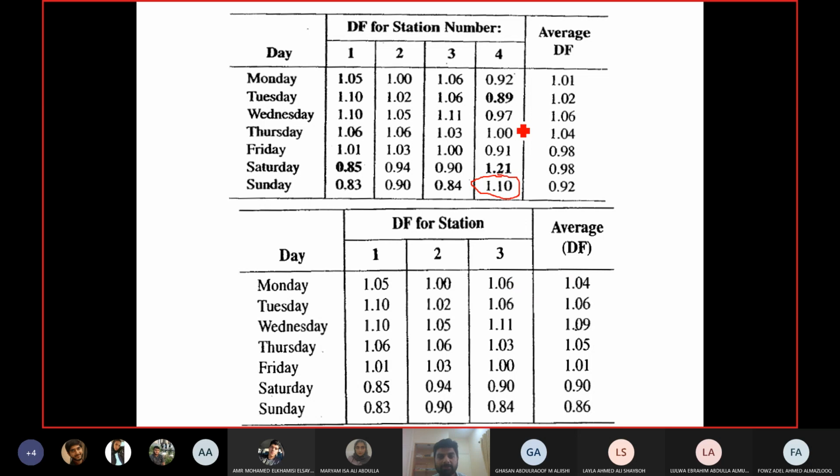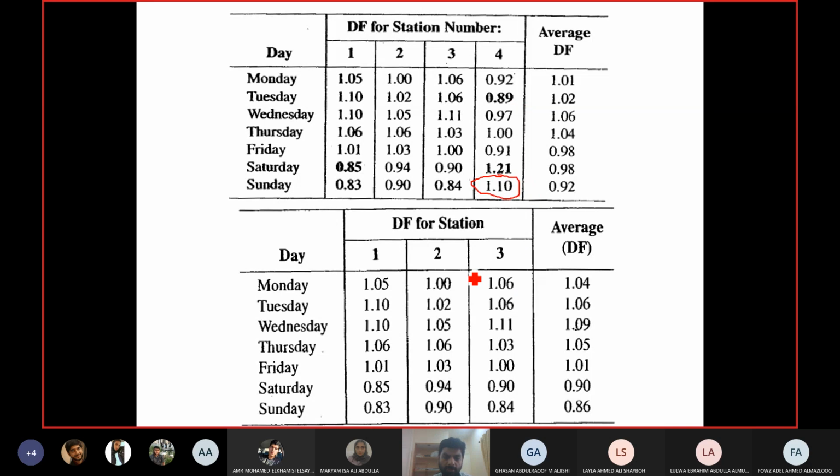Okay, coincidentally, station 4 had more values out of the range. So that's why I kicked out station 4. In some cases, it may be station 2 as well. If station 2 had more values out of the range, I would have taken out station 2. Okay, so why had I taken station 4? Not because it is the last one, but because it has more values out of the range.